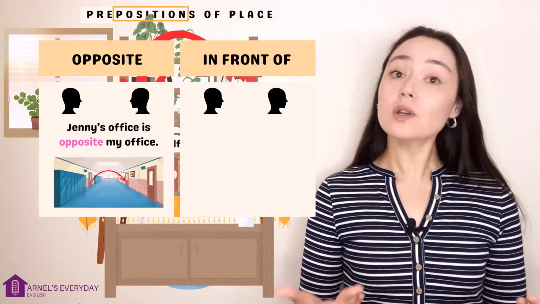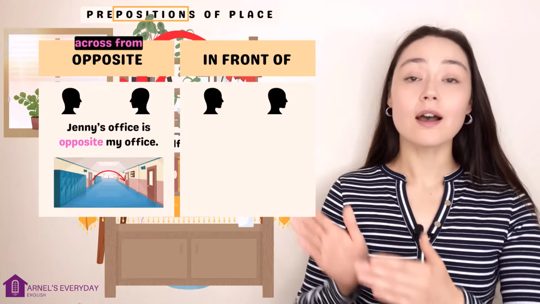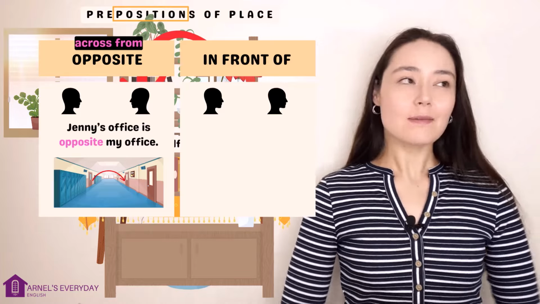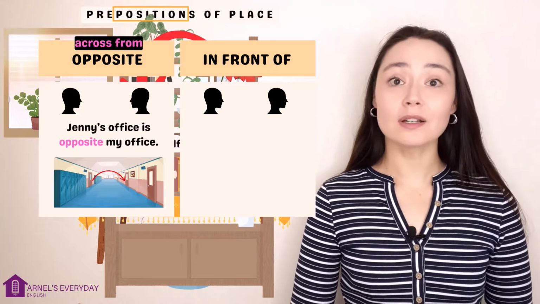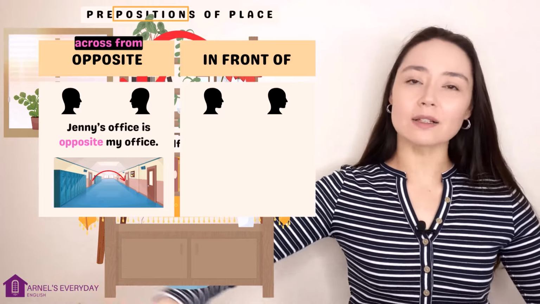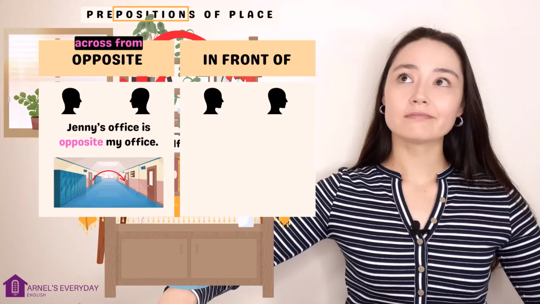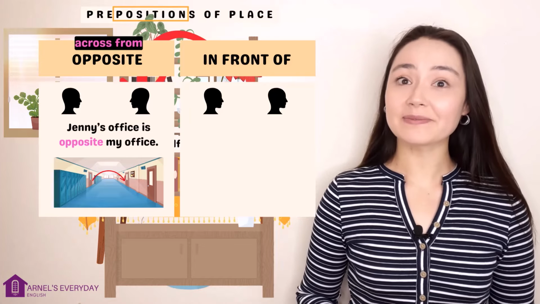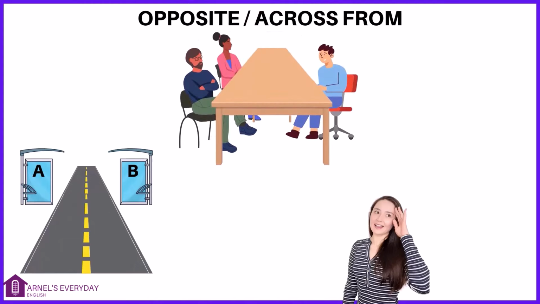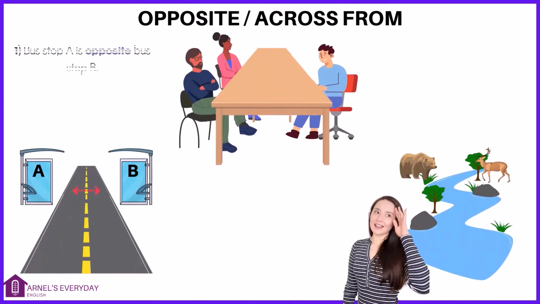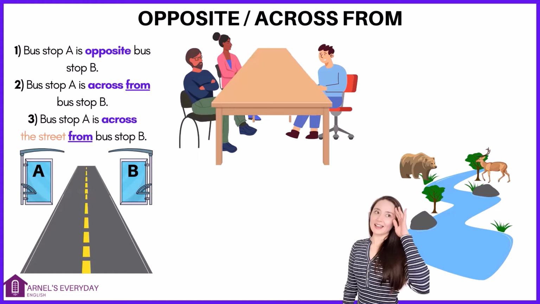Instead of opposite, you can also say across from. Many times when we use across from, we are thinking of a space in the middle, something clear in the middle. I think I need to give you some more examples. I have a street, I have a table, I have a river. Bus stop A is opposite bus stop B. Bus stop A is across from bus stop B. Bus stop A is across the street from bus stop B. You can see in this example, I am mentioning the street.